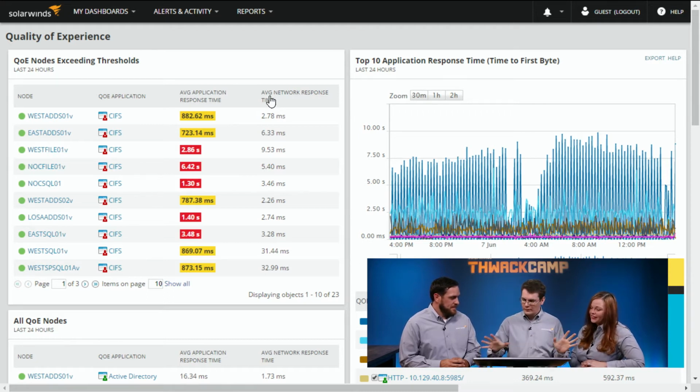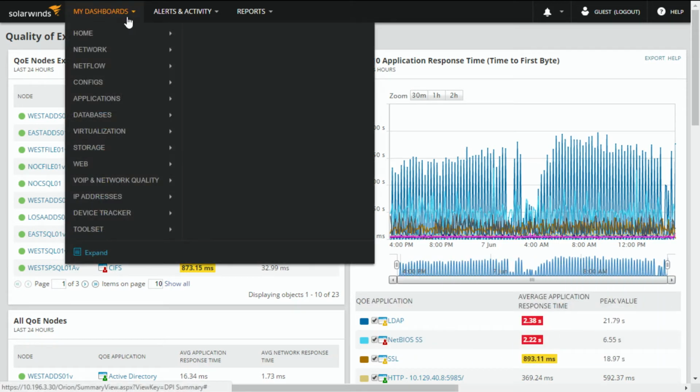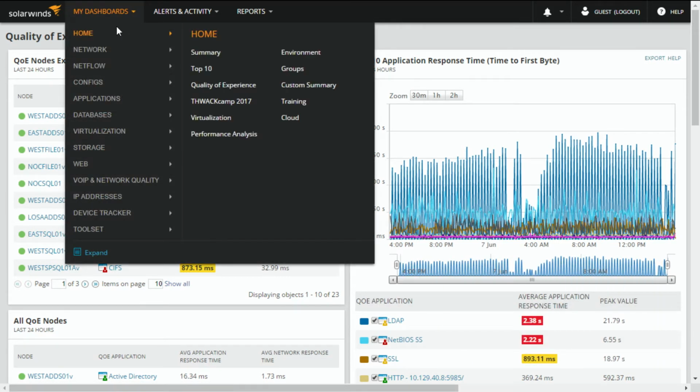Okay, so a couple of really big tools in NPM to focus on the application, focus on the end user, and tie that together. But the next thing is, how do we connect that together with the SysAdmin side? So one of the things we introduced recently is Perf Stack. So I'm going to go to Home and performance analysis.